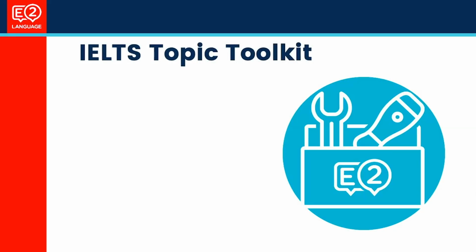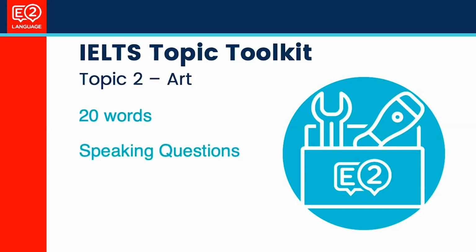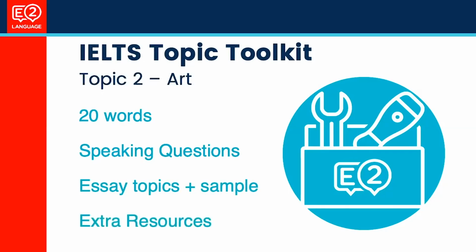And you can find the full essay, the rest of that essay, in our E2 IELTS Topic Toolkit number 2, which is all about the theme of art. You can find it in the link below. Like all of our IELTS topic toolkits, Topic Toolkit 2, all about art, contains 20 words that you can learn, speaking questions for parts 1, 2, and 3, all about art topics, essay topics and the sample essay that comes with the introduction I just showed you, plus extra resources, links to readings and listenings and videos all about the theme of art.